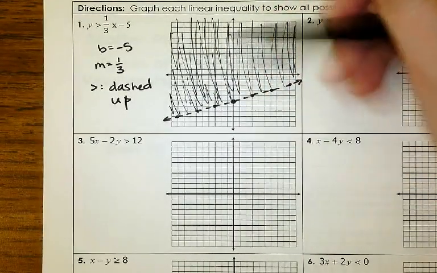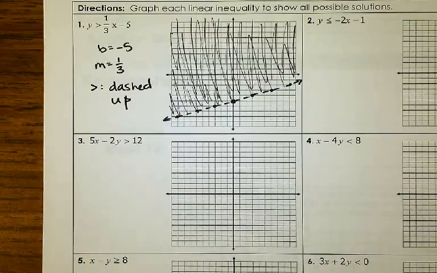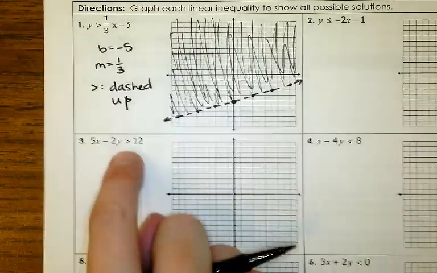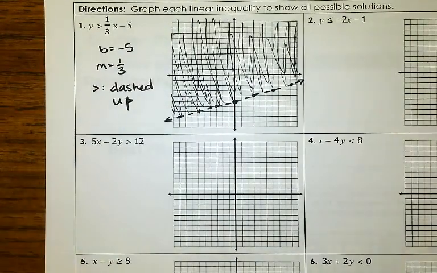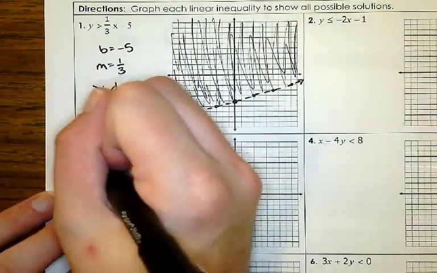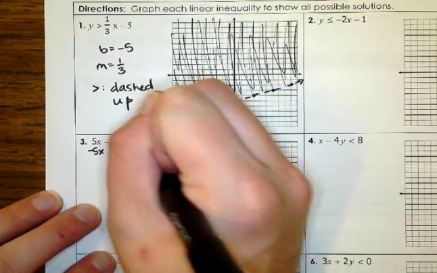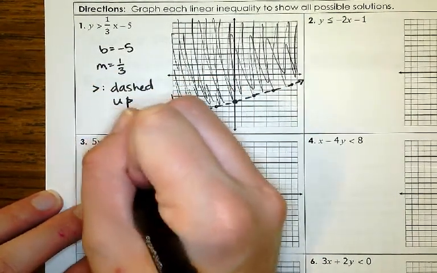Okay? Number 3. Can we graph this guy? Yeah? Ooh, but is it in slope-intercept form? No, it's in standard form. So we're going to need to transfer it into slope-intercept, all right? So we are going to subtract our 5x from both sides. So we have negative 2y is greater than negative 5x plus 12.